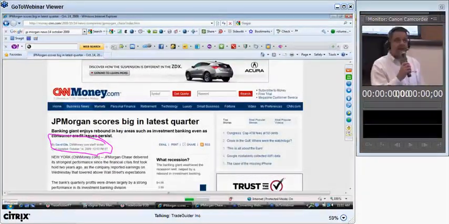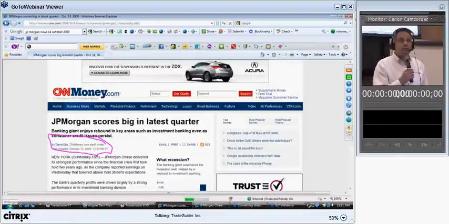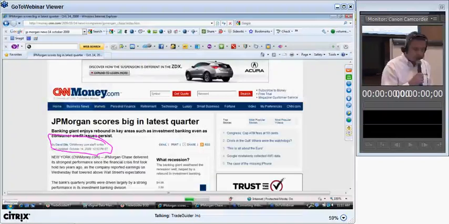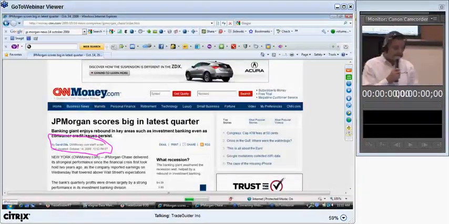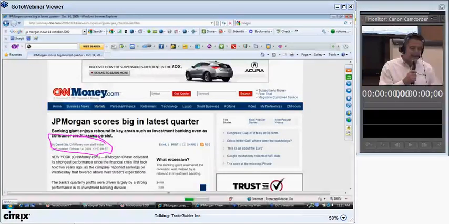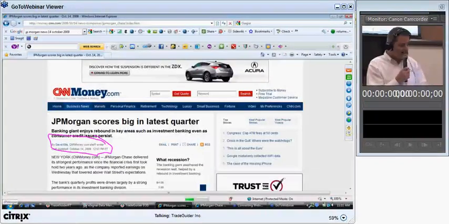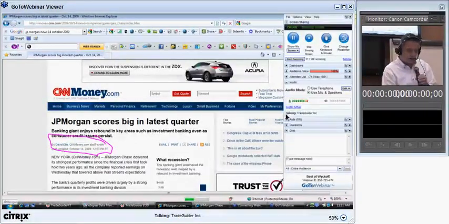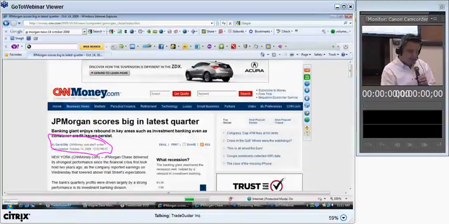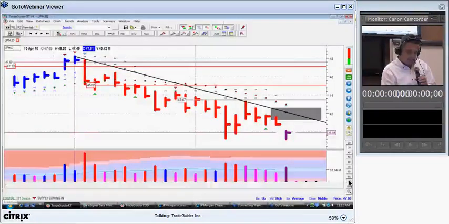It's October the 14th, 2009. Okay? JP Morgan scores big in latest quarter. Is that good or bad, do you think? Potentially bullish? Yeah, I'd say so. Banking giant enjoys rebounding key areas such as investment banking, even consumer credit. You know, great news. Come on, this is great. And this is going to go up. It has to. This is how the markets work. Surely, if you've got great earnings reports and you've got great news like that, the market should respond positively.